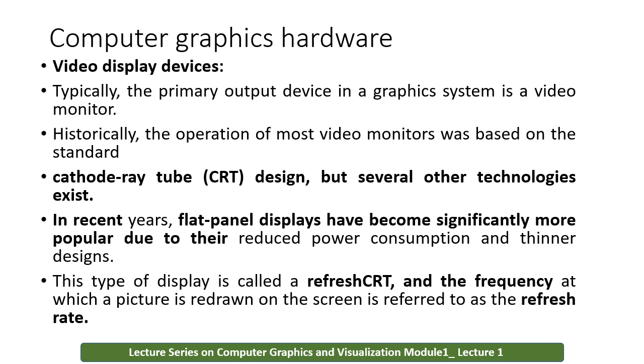This type of display is called a refresh CRT, that is cathode ray tube, and the frequency at which a picture is redrawn on the screen is called the refresh rate. These are the terms: refresh CRT and refresh rate. How many times a picture is redrawn on the screen is called the refresh rate.